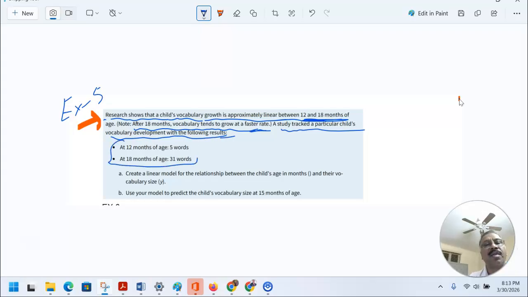So this is the information. There are two pieces of very important information here. The first one is when the child is 12 months of age, the child knows 5 vocabulary words. This means when the child is at the age of 18 months, the child knows 31 words.